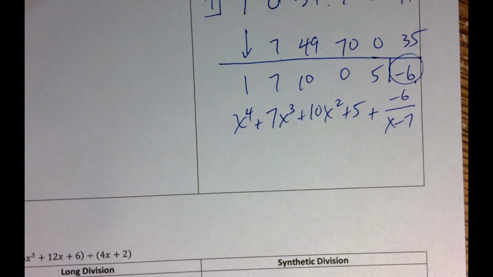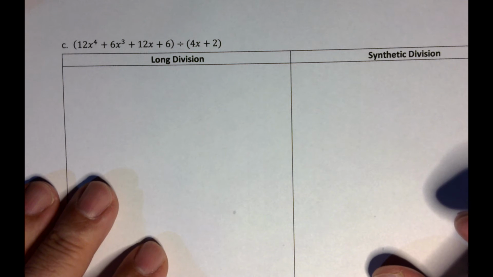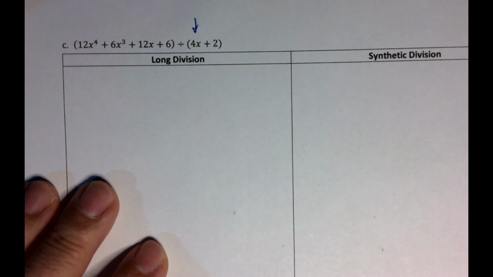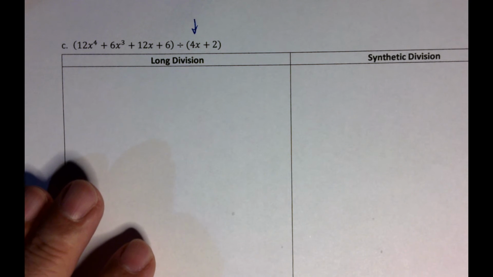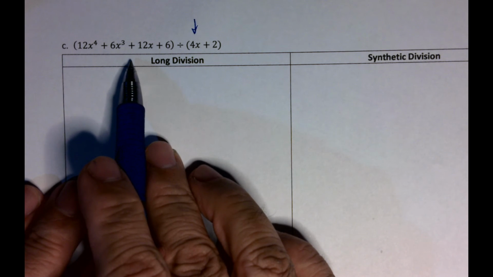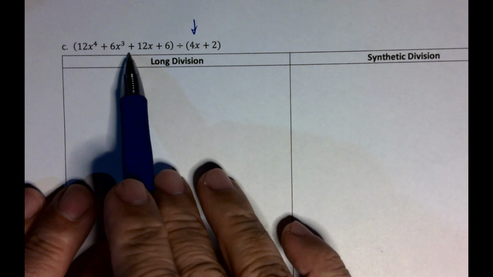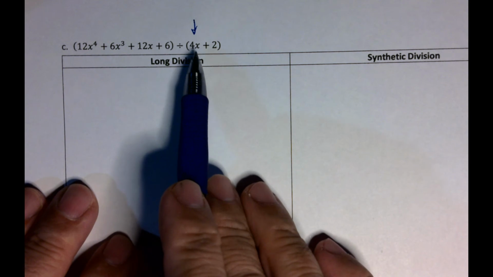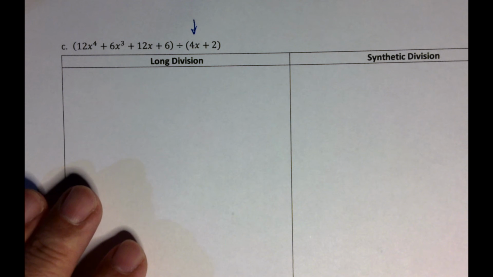Let's look at the third example. All right, so in this one, the difference between this problem and the last problem is that I have a leading coefficient on my divisor. I have a coefficient of 4. Okay, that's going to change things. This one also has a missing term. I am missing the x squared term. Well, that's not new, that happened last time, right? But this is the new thing. This is actually a very common mistake. People forget. Well, I'll get to that in a second.